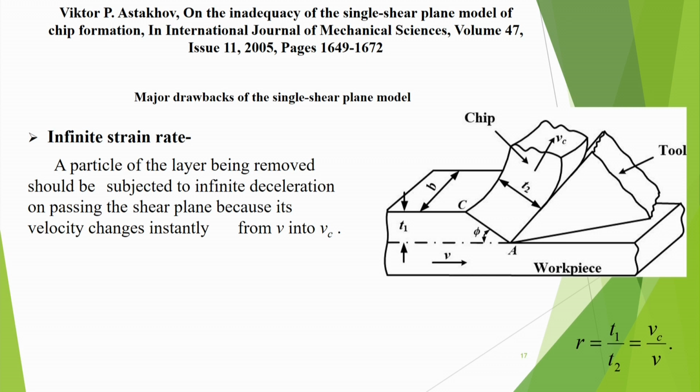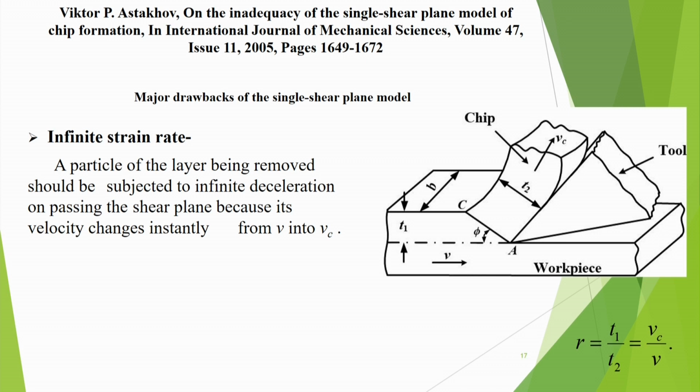So, major drawbacks of the single shear plane model have been discussed by Stokoe in these manners: infinite strain rate, that means a particle of the layer being removed should be subjected to infinite deacceleration on passing the shear plane, because its velocity changes instantly from V to V C. You know that V C is smaller than V, because V into T 1 is equal to V C into T 2, and T 2 is always greater than T 1. So, V C must always be less than V.